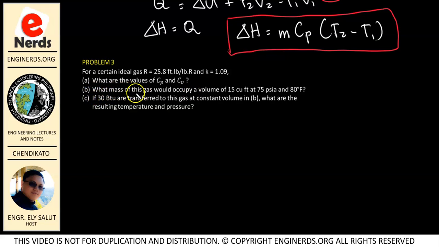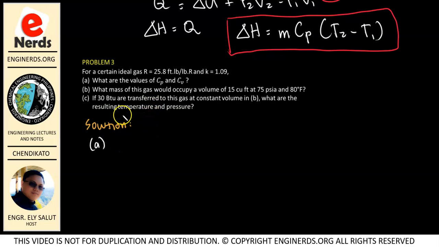B, what mass of this gas would occupy a volume of 50 cubic feet at 75 psia and 80 degrees Fahrenheit? Then C, if 30 BTU are transferred to this gas at constant volume in B, what are the resulting temperature and pressure? So let us try to solve this problem. We'll have our solution here. Let us start with A. For A, we need to solve the values of CP and CV.